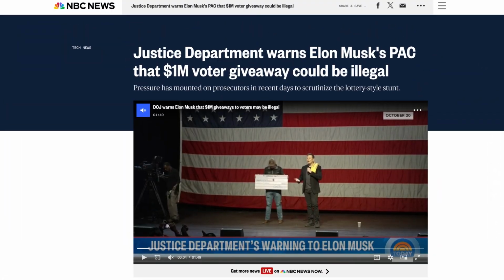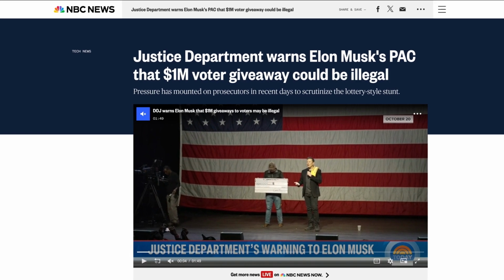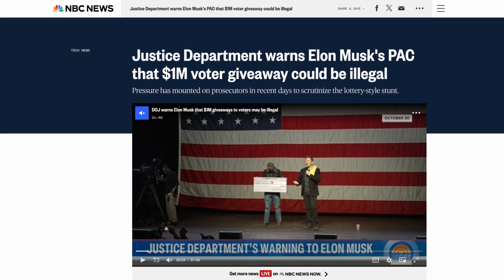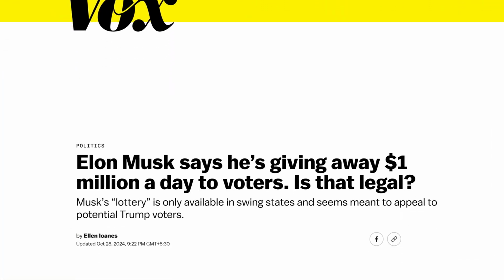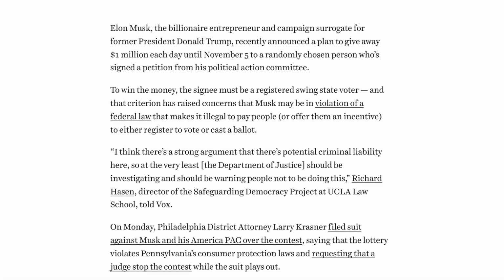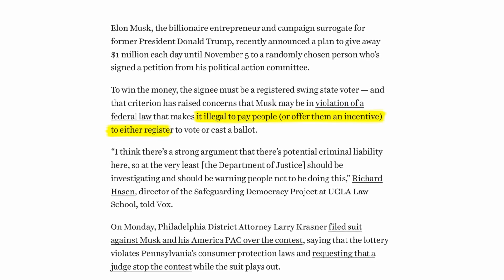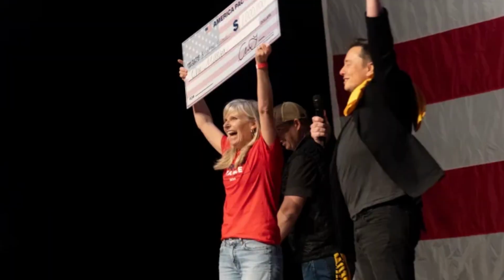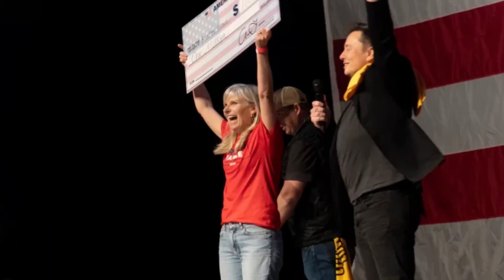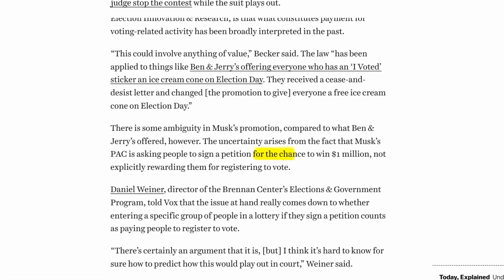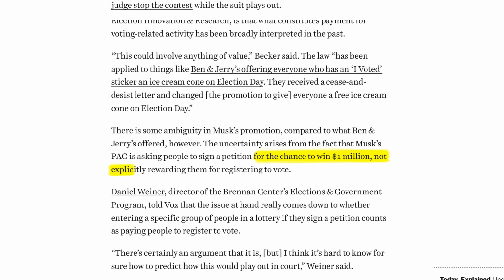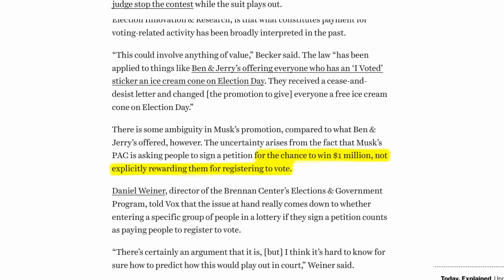And this is a perfect example of millionaires or billionaires finding ways to push the legal framework for political reasons. There's a lot of debate whether what he's doing is legal or not, because it's illegal to pay people or offer them an incentive to either register to vote or cast a ballot. But there's ambiguity in the legality of what he's doing. Musk's super PAC is only asking people to sign a petition for the chance to win $1 million, not explicitly rewarding them for registering to vote. And the petition doesn't require them to be registered Republicans, they just have to be registered.